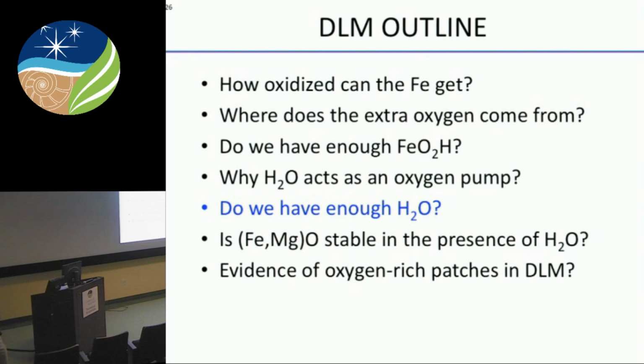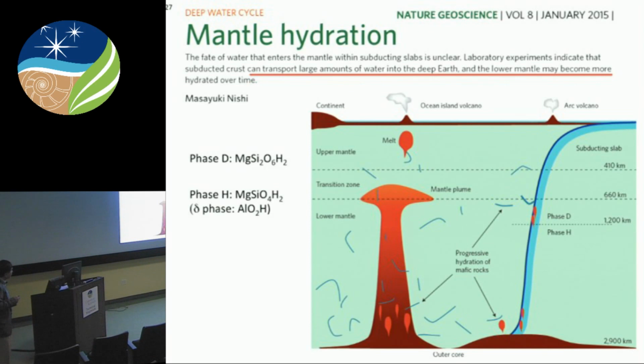So like 5 years ago, if you asked people, do we have any water in the deep lower mantle, probably the answer was the lower mantle is dry. And until recently, like 2013, Nishi found a phase H, and this phase can go much deeper. Phase D before could go a little bit deeper than the transition zone, but not much. So he found this phase. So it depends on whether you find any high pressure hydrous phase.